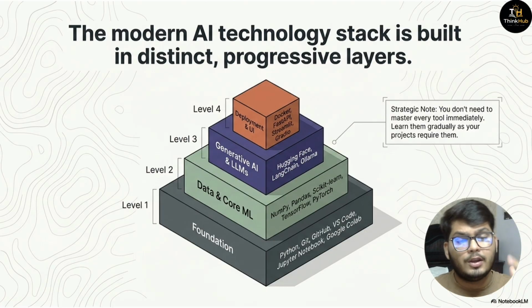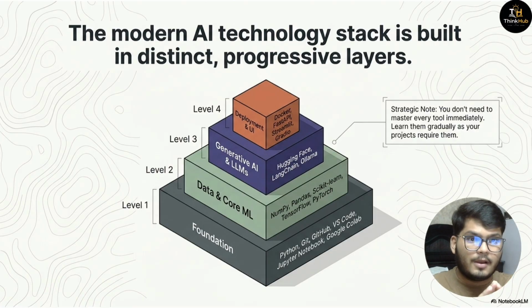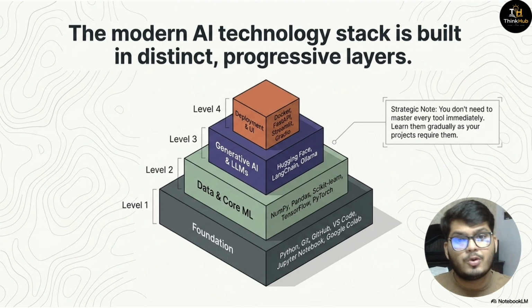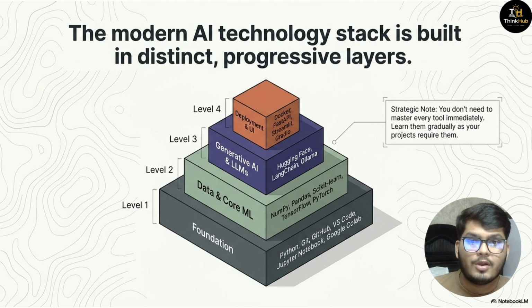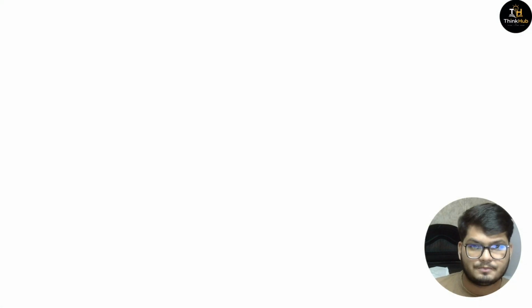Then 3 to 4 months to generative AI and LLMs. Machine learning and deep learning are different approaches, and you need to give around 4 to 6 months to each, for deep learning and for machine learning. And then level 4 is deployment and the UI, where you will use Docker, FastAPI, Streamlit, and Gradio.